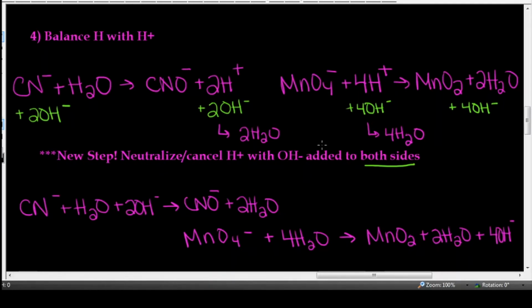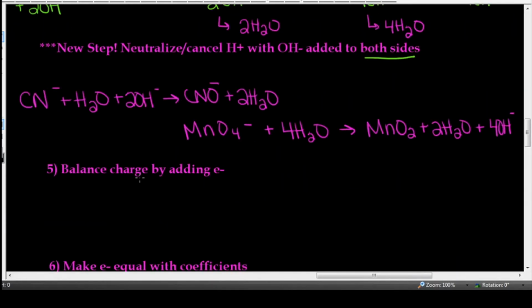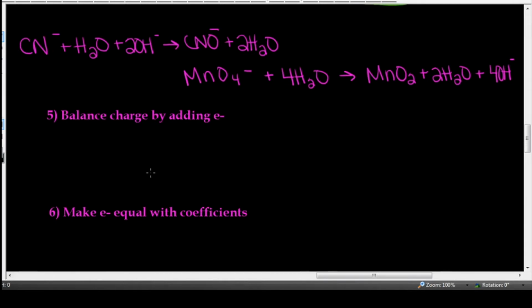So this is my only extra step in my process, is getting rid of those H pluses with OH minus added to both sides. Now we just get to go right back to our normal steps for balancing. Just like we did in acidic solution, our next step would be to balance charge by adding electrons. So let's figure out what my charges are on both sides of these reactions. So let's see here. On this left-hand side, I've got 2 minus and a 1 minus. So I have a 3 minus on this side.